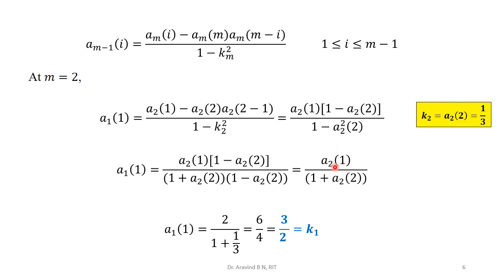Then I know a2 of 1, I know a2 of 2. Make a substitution of that. After simplification, we got a1 of 1 as 3 by 2. a1 of 1 is nothing but k1. Right? Therefore, we have got k1, we have got k2. That is what we require to identify with respect to the second order lattice structure.